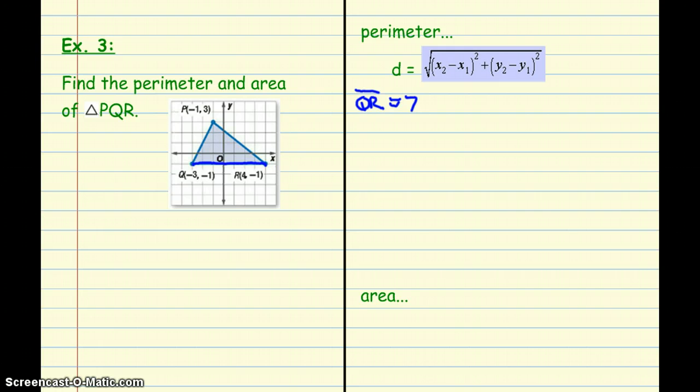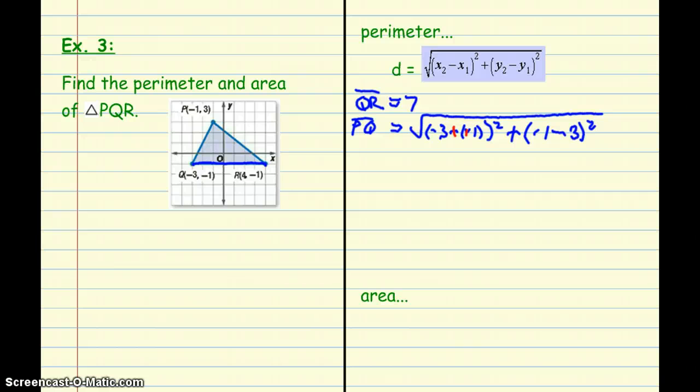And now if we want to find PQ, okay, we're going to use the distance formula. So we're going to do the square root of, and I'm just going to pick one of those points to be my x2. So I'm going to do -3 minus -1 squared plus, then I've got -1 minus 3 squared. We need to do what's inside the parentheses first. Subtracting a negative is adding the opposite.